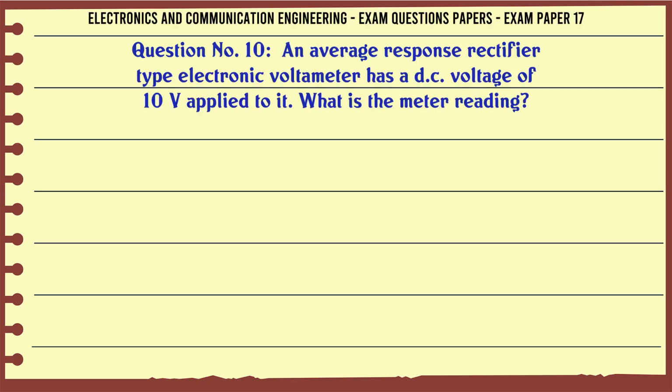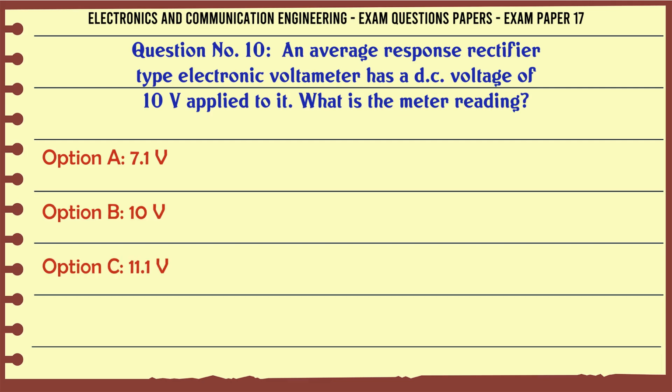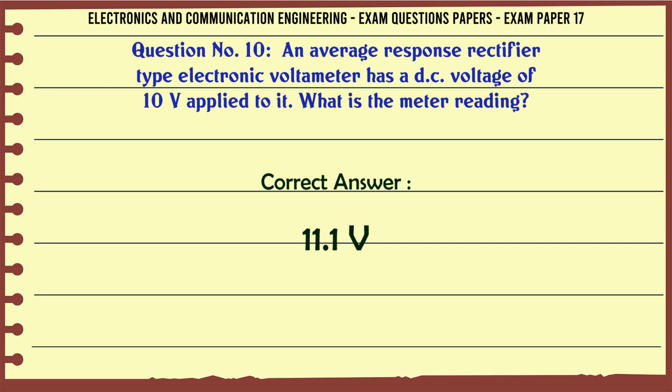An average response rectifier type electronic voltmeter has a DC voltage of 10 V applied to it. What is the meter reading? A. 7.1 V. B. 10 V. C. 11.1 V. D. 22.2 V. The correct answer is 11.1 V.